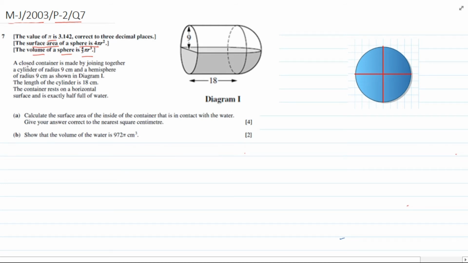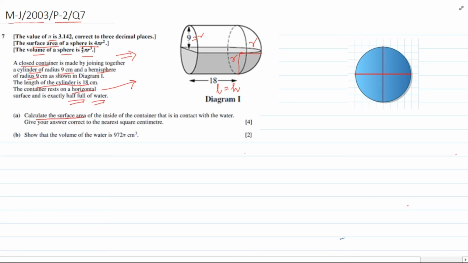The question says that a closed container shown in the figure is made by joining together a cylinder of radius 9 cm and a hemisphere of radius 9 cm as shown in diagram 1. The length of the cylinder is 18 cm, denoted by L or H, whatever. The container rests on a horizontal surface as shown, which is exactly half full of water.